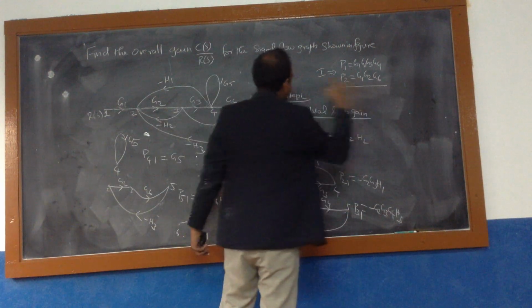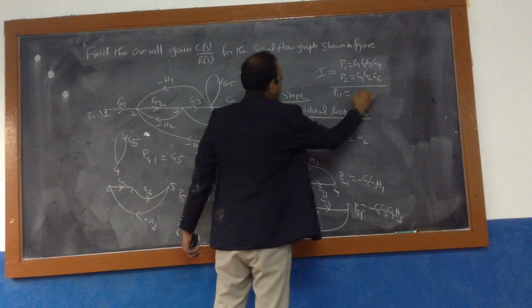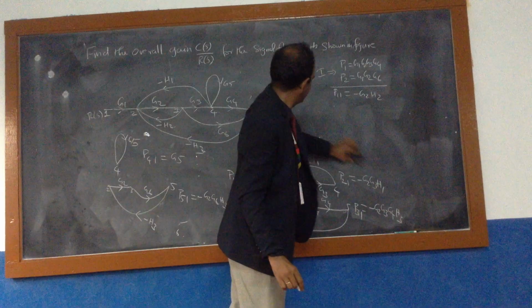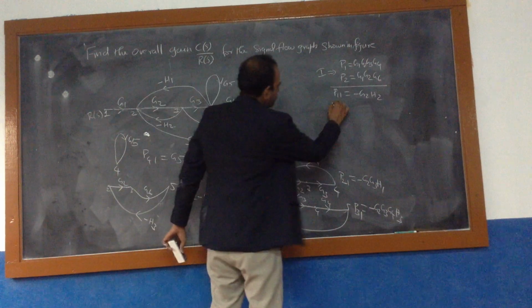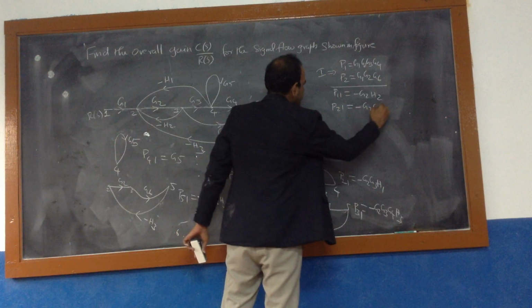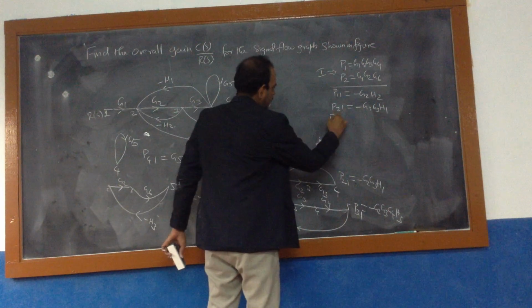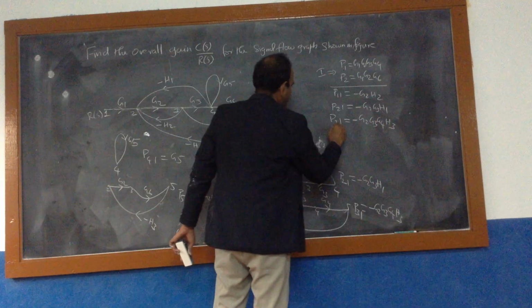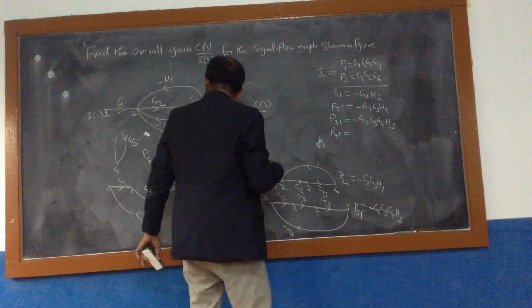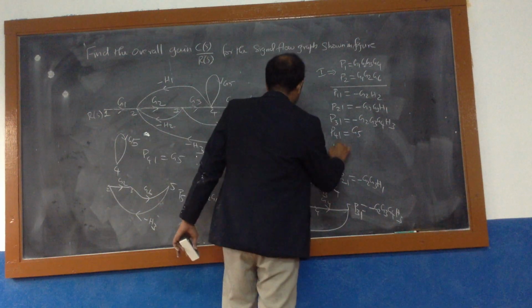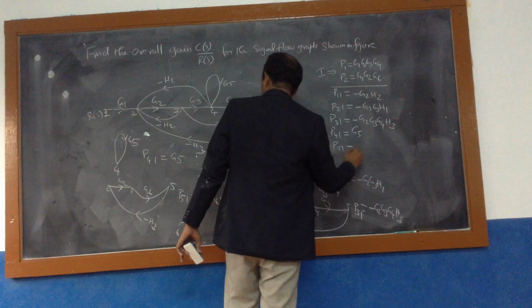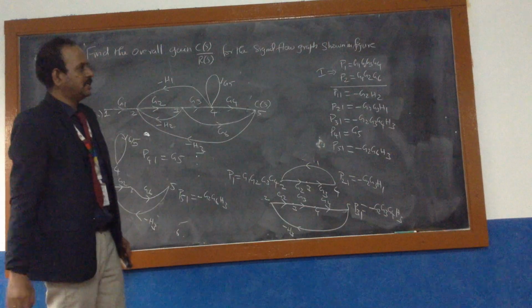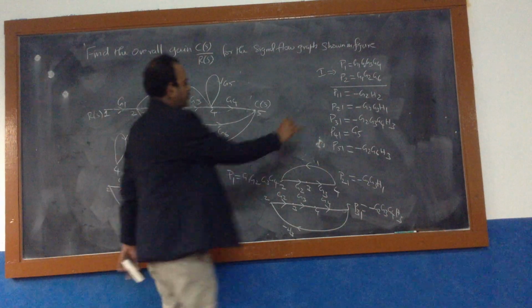So you can write it here: P5 is minus G2 G6 H2. So these are the individual loop gains. This is the second step we have found.